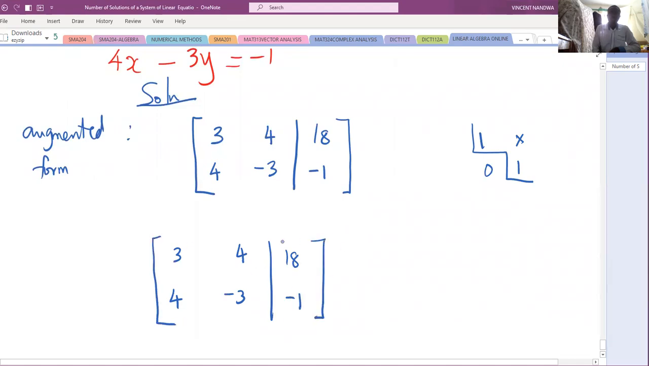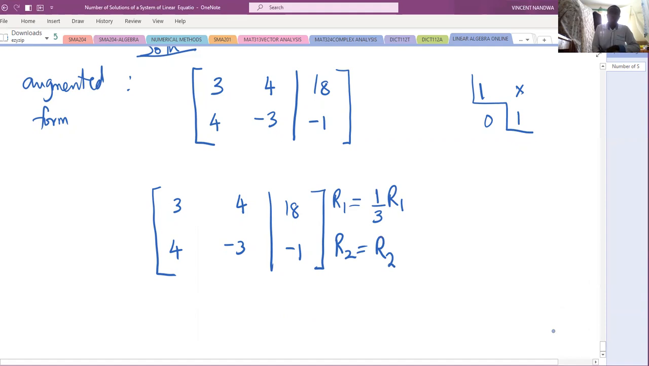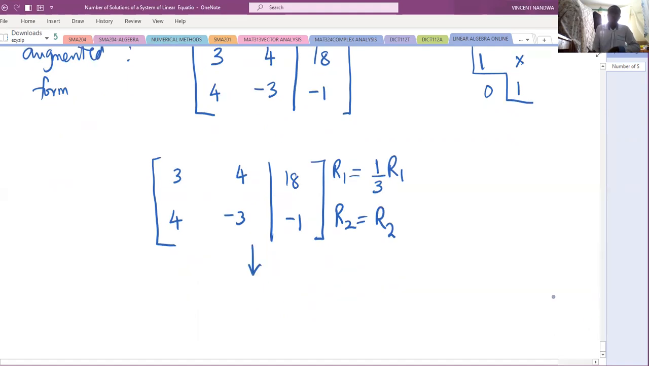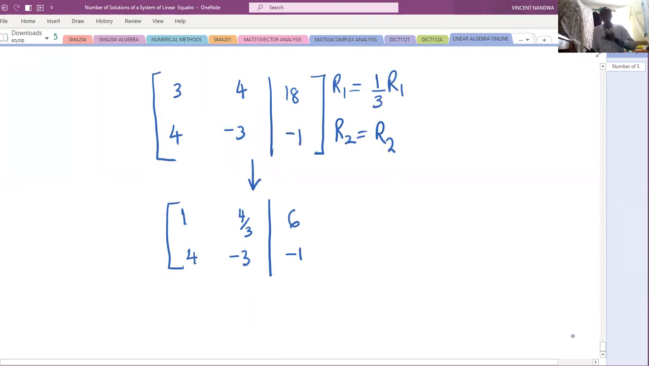So in the first step, we expect this one to have 1. So for us to get 1 from this 3, I need to divide by 3. So I say a third row 1, and then I keep row 2 the way it is for the first step. When you multiply a third by row 1, every element is multiplied by a third. Therefore we'll have 1, 4/3, and then 18 divided by 3 is 6, and then this remains 4, this is -3, and then this -1. So at least now the leading one has already been obtained in the first row.